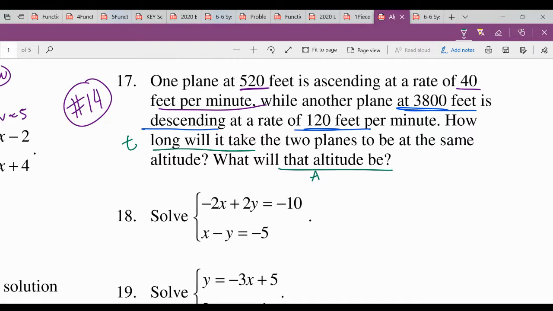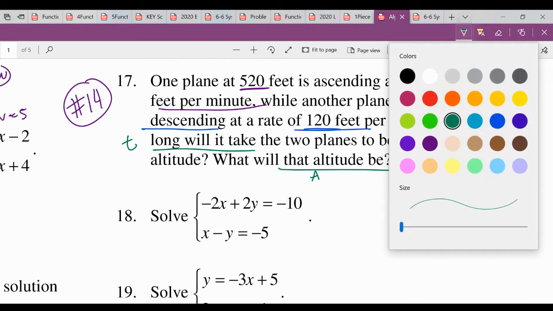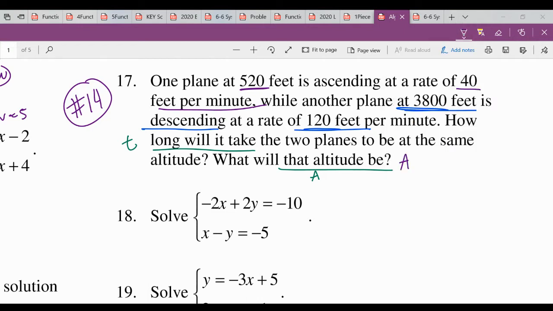We can actually make an equation for each of the planes. This is not a distance equals rate times time problem. So the altitude of the first plane is currently 520 feet in the air, and it's going up. It's increasing its altitude 40 feet every minute. So every minute that goes by, that's t, it goes up 40 feet.